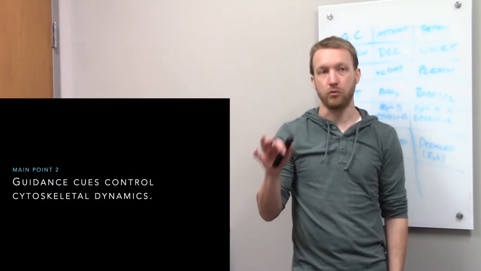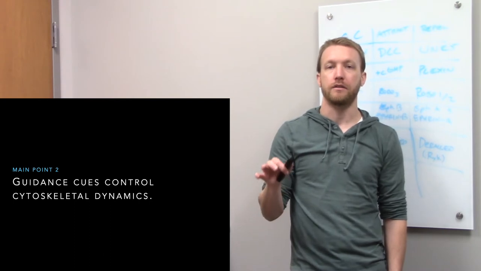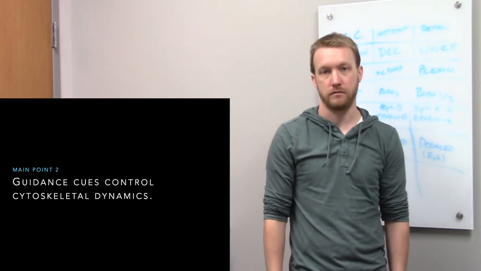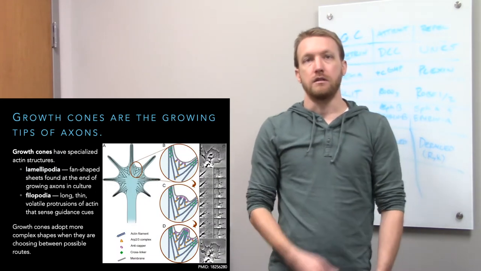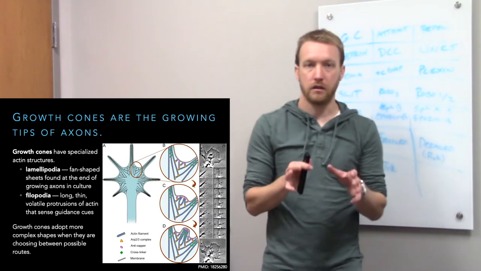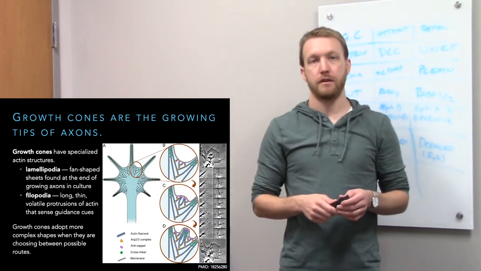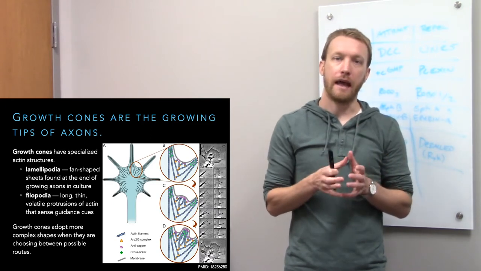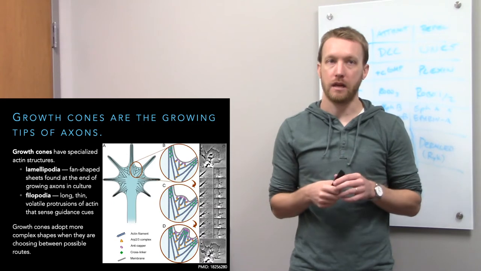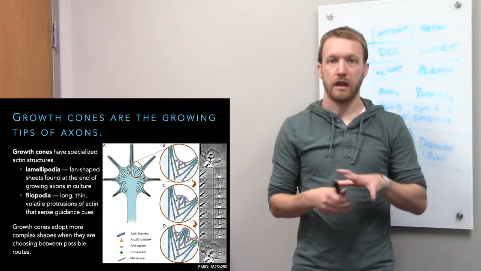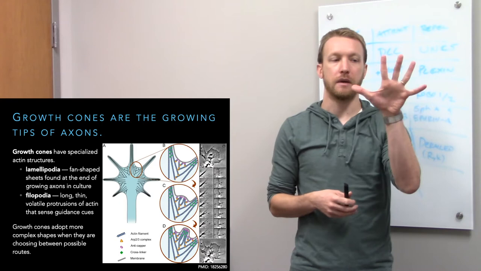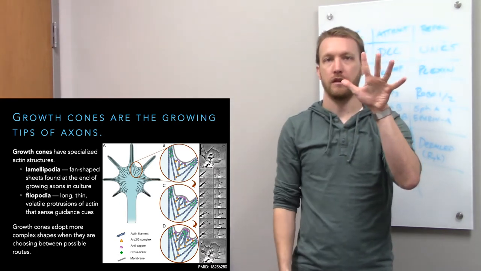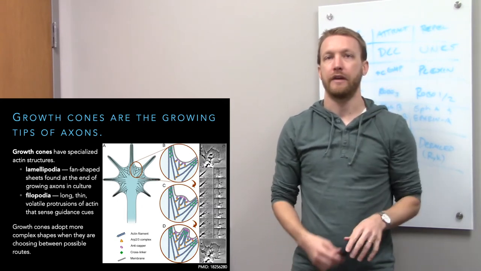Now the way the guidance cues work is by affecting the growth, the stability, and the movement of our actin cytoskeleton. So the growth cone, that dynamic tip of the axon, is going to have actin around the outside and microtubules on the inside, and that actin is going to create very dynamic structures. It creates this fan-shaped structure, the lamellipodia, and coming off of that are little fingers, the filopodia.